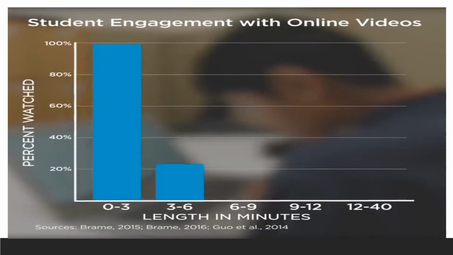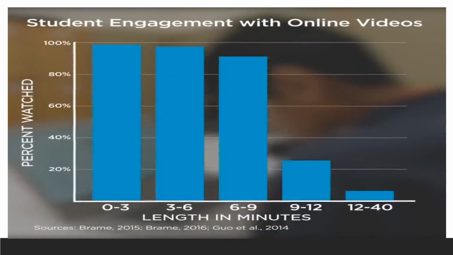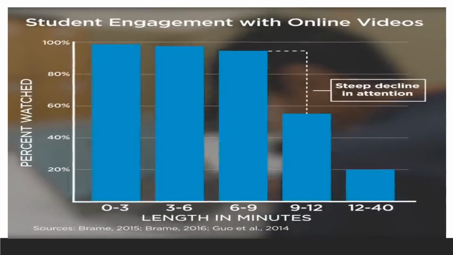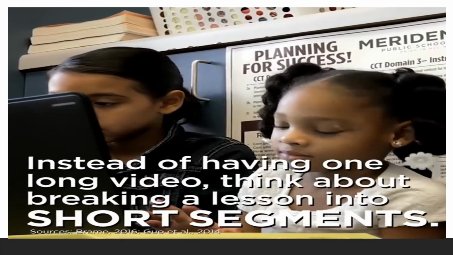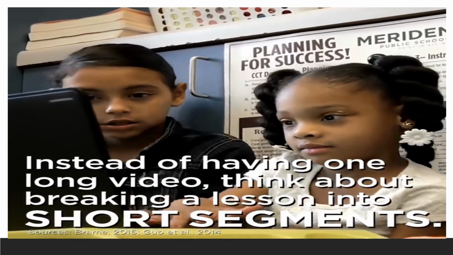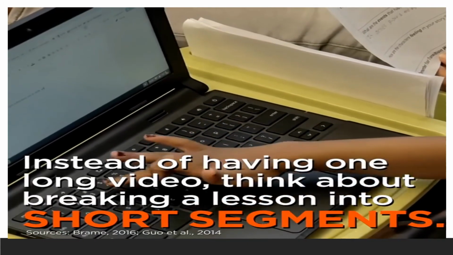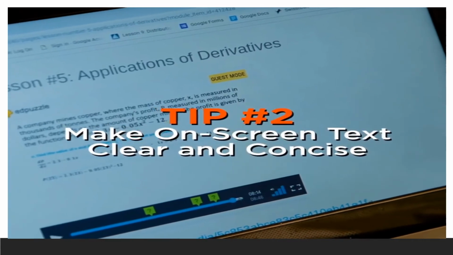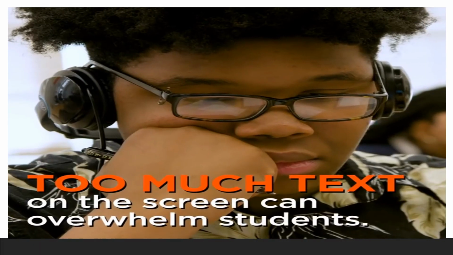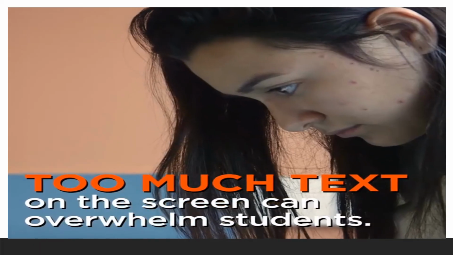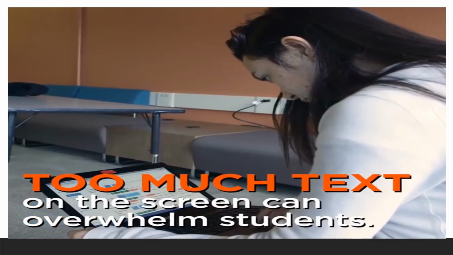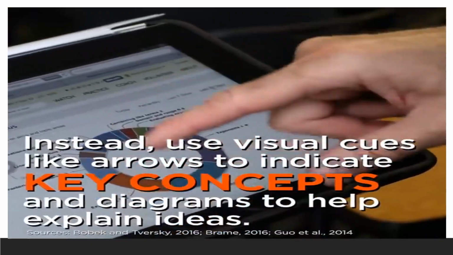The longer the video, the less likely students will pay attention. Research shows students start tuning out after about 6 minutes. Instead of having one long video, think about breaking a lesson into short segments. Too much text on screen can overwhelm students. Instead, use visual cues like arrows to indicate key concepts, and diagrams to help explain ideas.